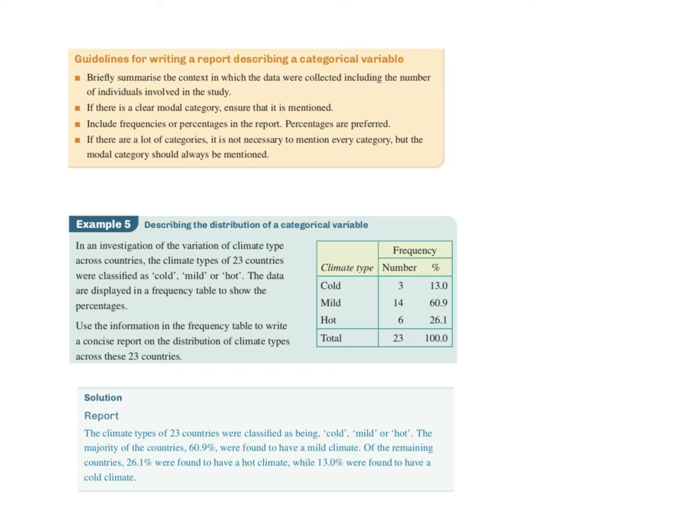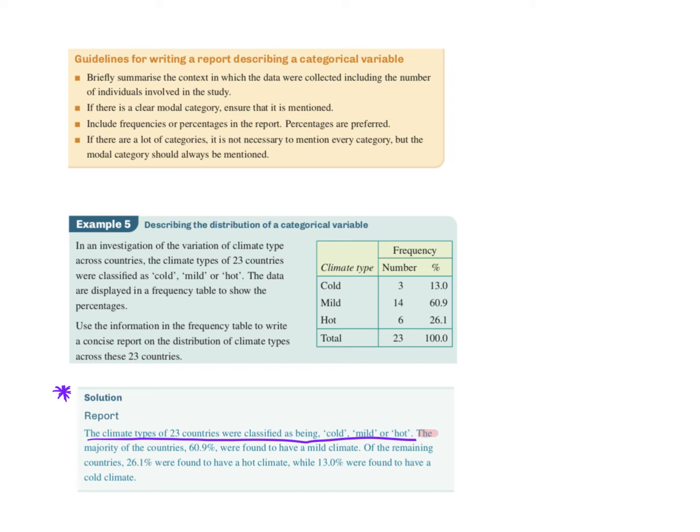So if we were looking here, we said there were 23 countries and they were categorized in cold, mild, and hot. So here's an example of a report if you had to write something. So we said the climate types are 23. You don't have to worry too much about this comment here. You don't have to write that out. It's more this next bit here that we want.